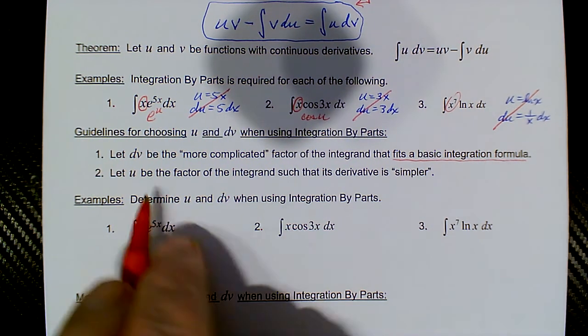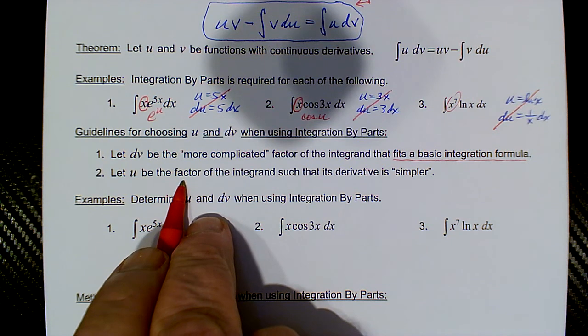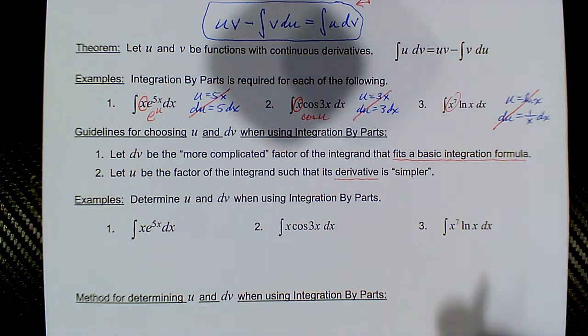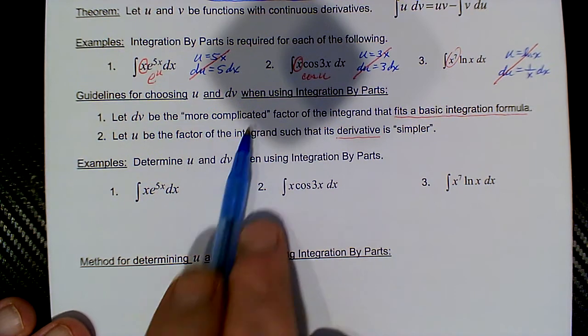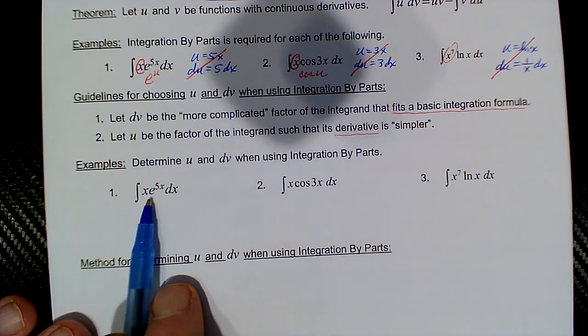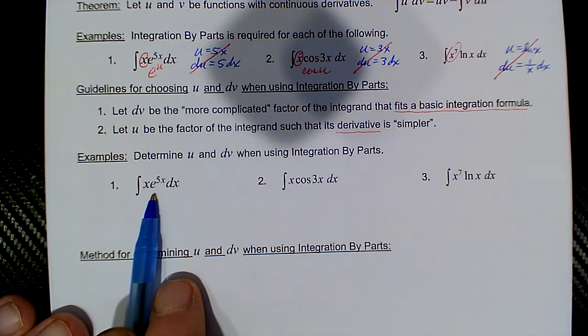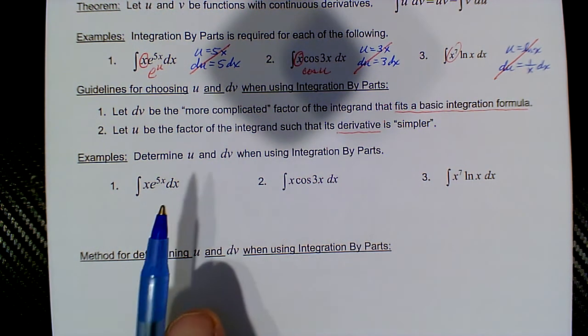And at the same time, we want to let u be the factor of the integrand such that its derivative is, and I put that in quotes as well, simpler. Now, if we look at those same examples again, and we think about the guidelines, when you look at x and e to the 5x, you're trying to choose between them: who's going to be u and which one's going to be dv.